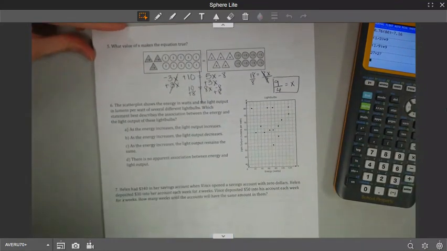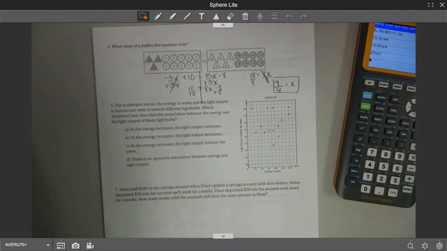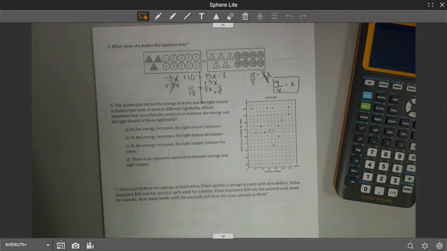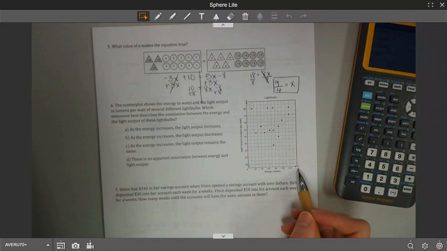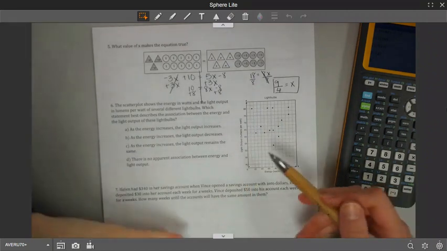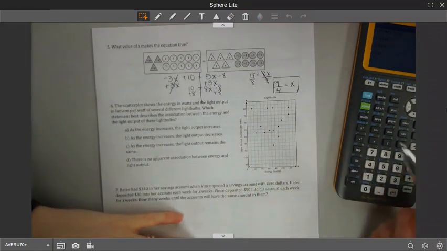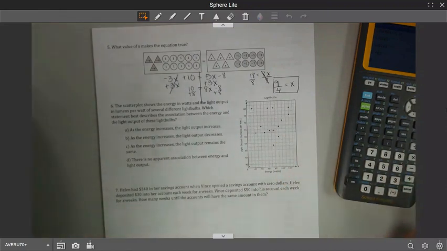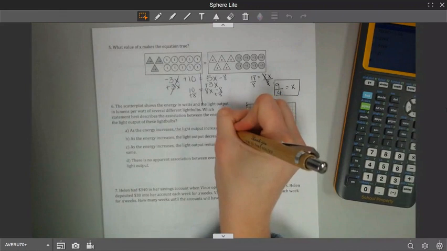Number 6, the scatter plot shows the energy in watts and the light output in lumens per watt of several different light bulbs. Which statement best describes the association between the energy and the light output of these light bulbs? Okay, as the energy increases, the light output increases. So as the energy goes up, that's kind of true, but we've got some stuff over here that's kind of messing it up. So I'm not 100% sure about that one.